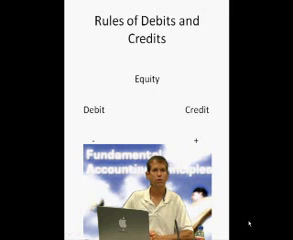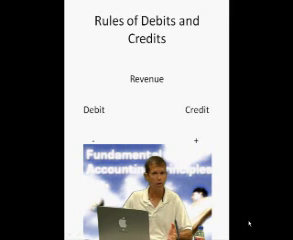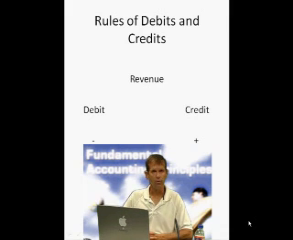Fourth type of account, revenues. Doesn't matter whether it's sales, interest revenue, fees earned, whatever you want to call it. We represent an increase in a revenue with a credit. And then our fifth and final type of an account, expenses. We represent an increase in an expense with a debit.